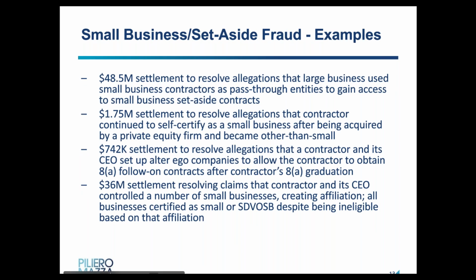Yeah, so this first one here, the 48.5 million, that's one of the largest false claims settlements. Again, a lot of these, even if the numbers are really high, like 300 million in potential damages, usually get negotiated way down. Well, this is an example where the actual settlement was extremely high, from the perspective of small companies, for sure. And this involved allegations that a large business used a small business contractor as a pass-through entity to gain access to small business set-aside contracts. And there you're talking about a situation where a company is sort of a puppet master, right?